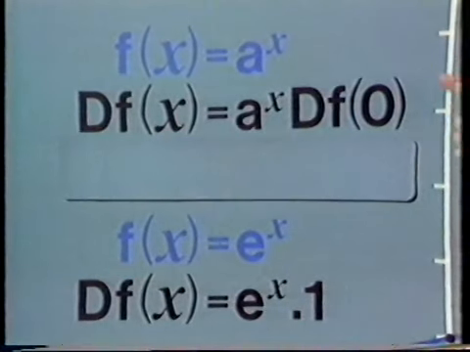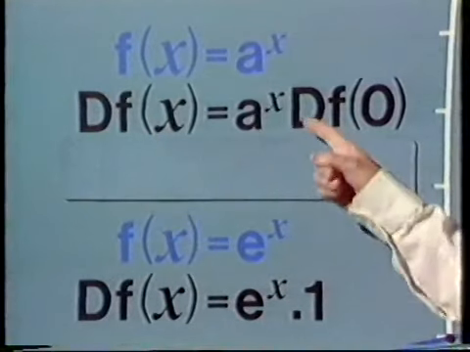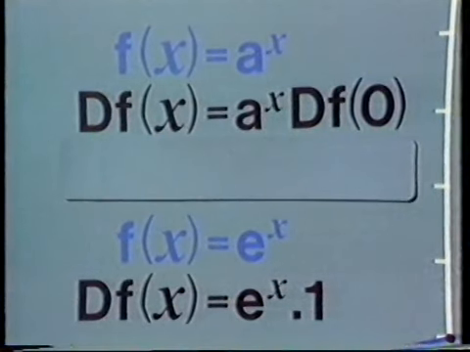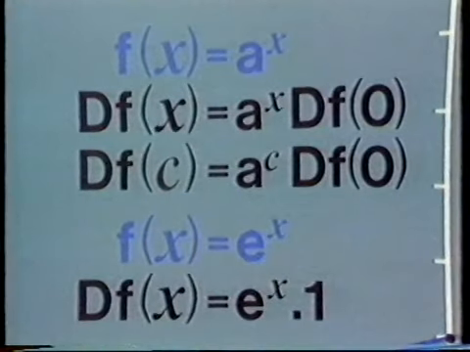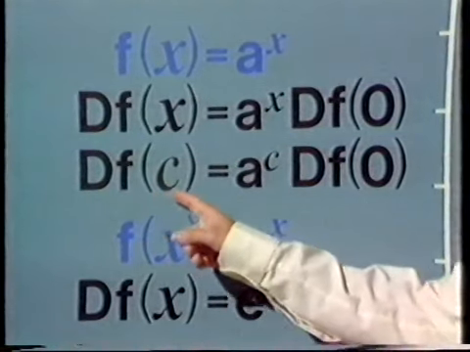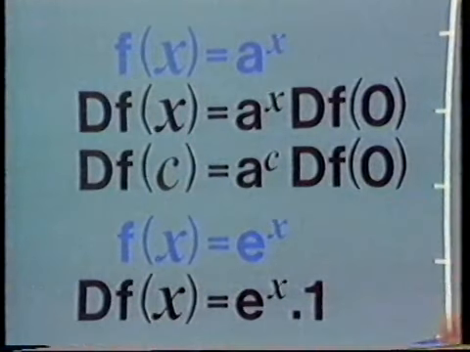Well, we're going to prove this general result, relating the value of the derivative at x to the value of the derivative at 0, and as usual, we're going to prove it for one point at a time, and the particular point we're going to prove it for is c. So this is the formula we'll want, that the value of the derivative at c is equal to a to the c times the value of the derivative at 0.